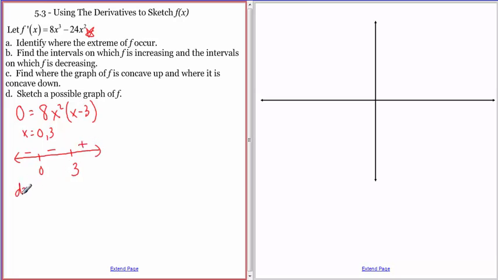So we are decreasing from negative infinity to 0 and from 0 to 3. Now notice how I broke that up. I broke that up because at 0, technically we're neither decreasing nor increasing. And we're increasing from 3 to infinity.